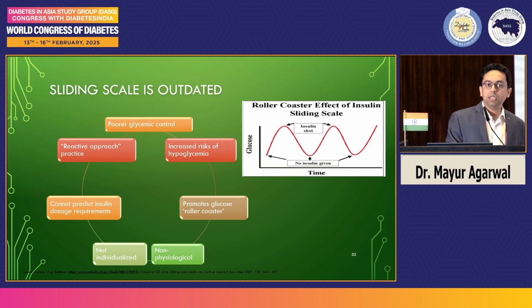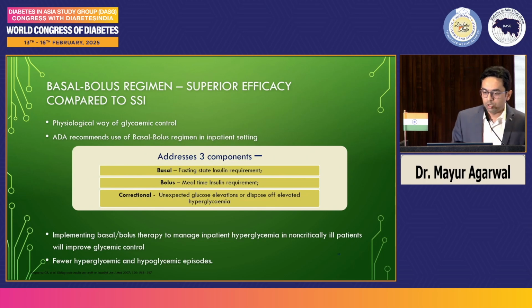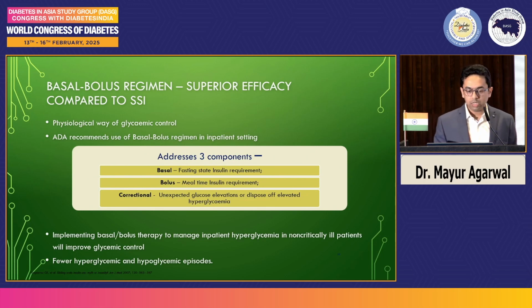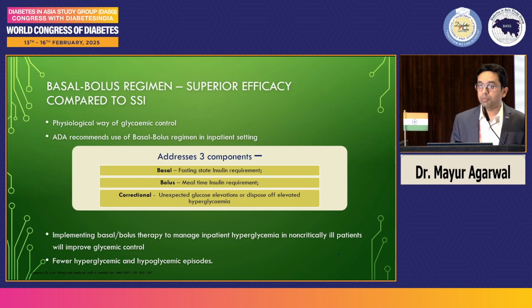In the sliding scale, you don't give insulin at the normal sugars. That's the basic difference. Now basal bolus is something which is superior, efficacious, more physiological. Basal will keep a constant level of insulin and maintain your sugars, and the bolus would be given depending on what meal the patient is eating and what the sugars are at that time, because it would be different.